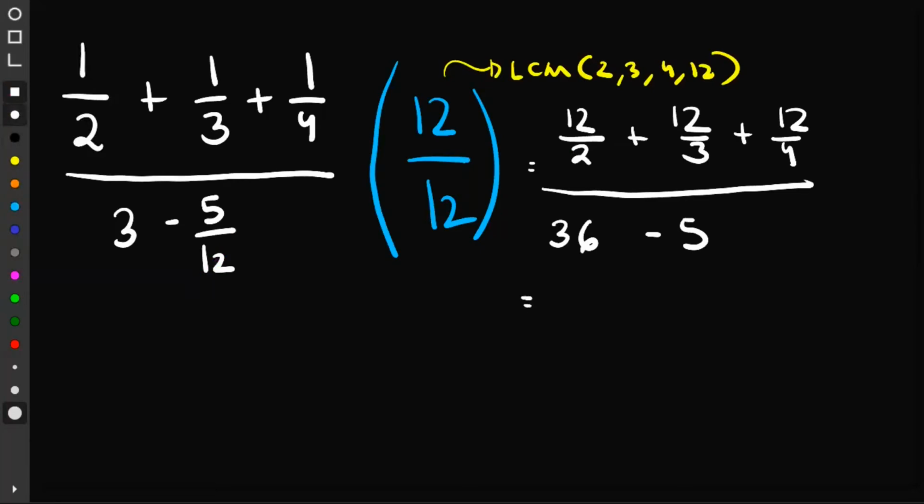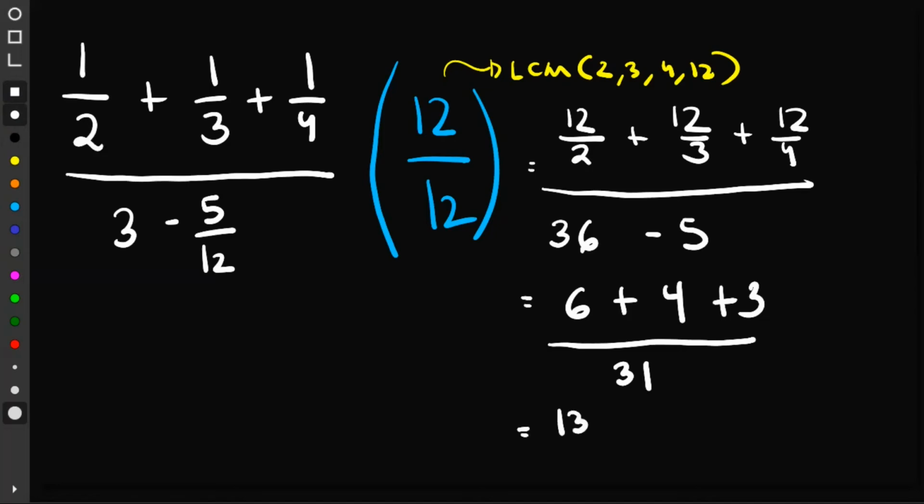So simplifying the numerator would give us 12 divided by 2 is 6, 12 divided by 3 is 4, 12 divided by 4 is 3, over 36 minus 5 is 31. Simplifying further would give us 13 over 31. And this is the final answer, since the numerator and denominator do not have any common factors anymore.